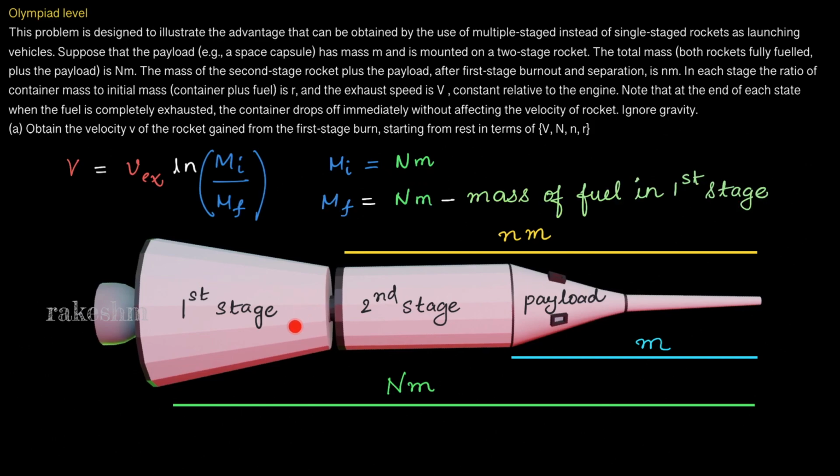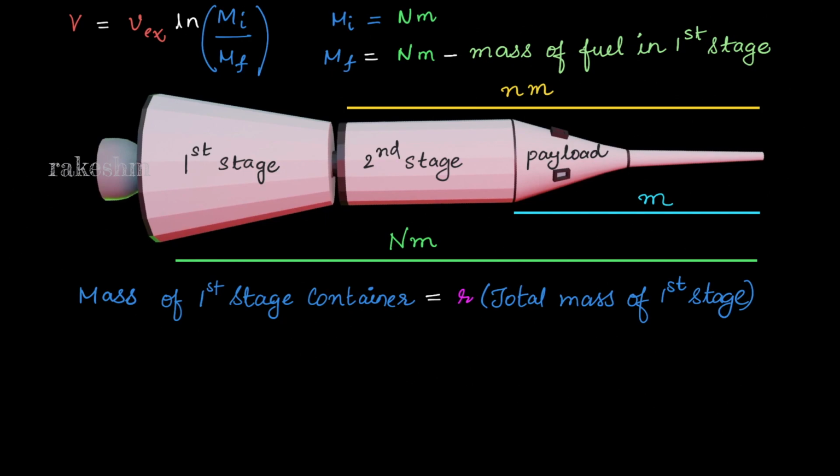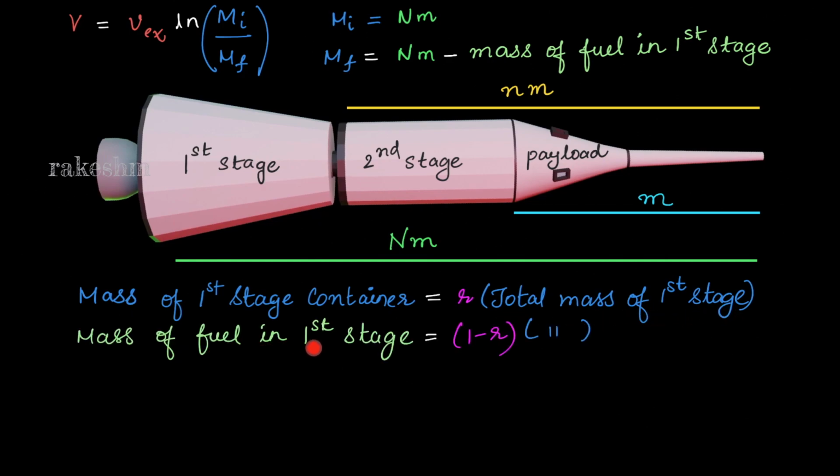See, after the first stage burn, what happens? The fuel inside this first stage is consumed. So the final mass will be total mass minus mass of the fuel in first stage. In the question he has mentioned that mass of first stage container equals R times total mass of first stage. So mass of fuel in first stage will be 1 minus R times total mass of first stage. Total mass of first stage is total mass of rocket, which is capital N into m, minus total mass of the payload plus second stage, which is small n into m.